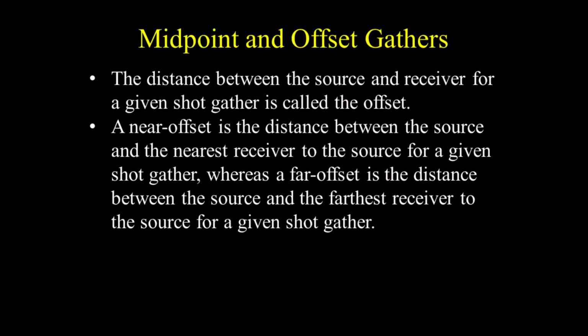The distance between the source and receiver for a given shot gather is called the offset. A near offset is the distance between the source and the nearest receiver to the source for a given shot gather, whereas a far offset is the distance between the source and the farthest receiver to the source for a given shot gather.